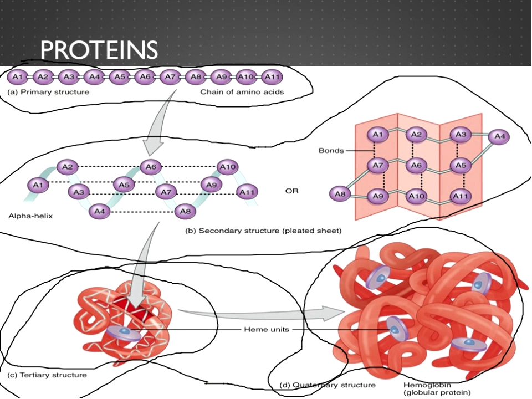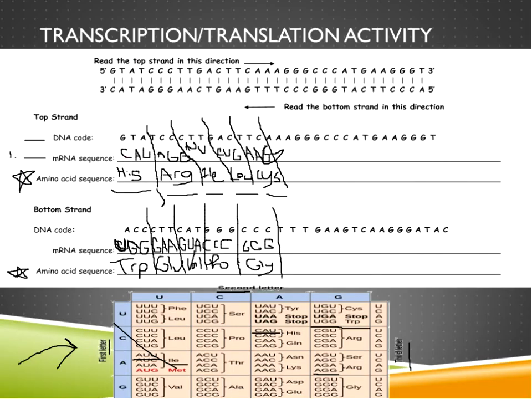Primary structure is just a chain. Secondary structure is a helix or a pleated sheet. Tertiary structure is like a globular type of structure. And then the quaternary structure is many globulars put together. And then we did our activity where we refreshed our memory on how to use this chart. But in order to use this chart, you have to have the mRNA sequence done. And that's just done by base pairing.